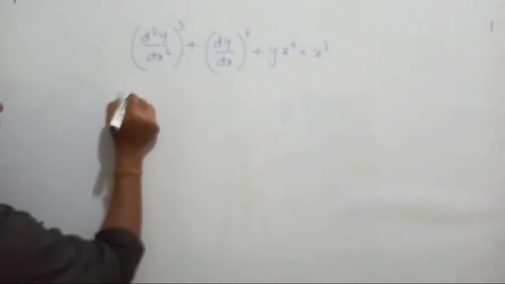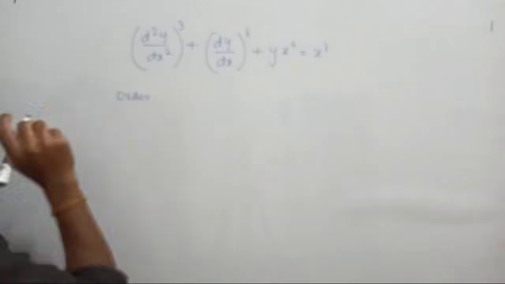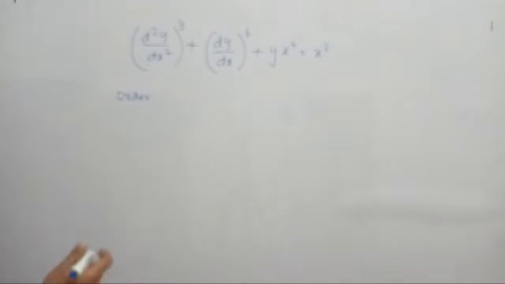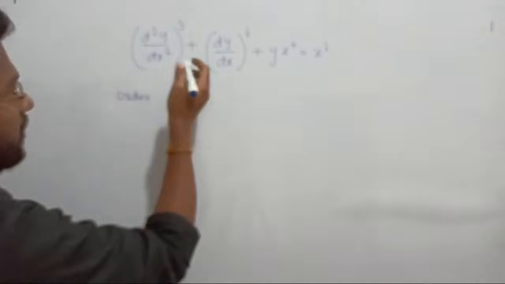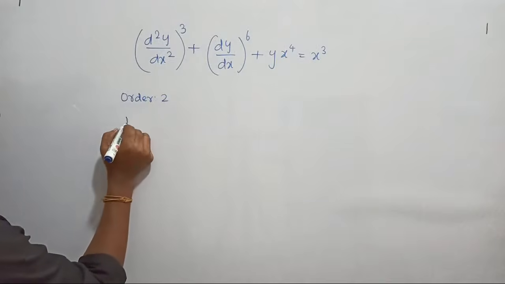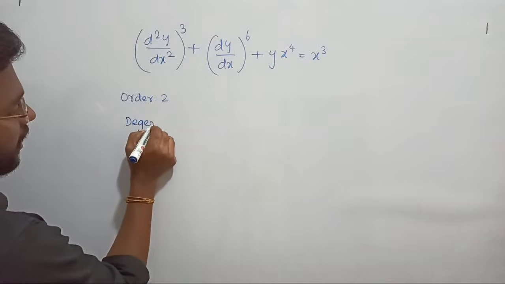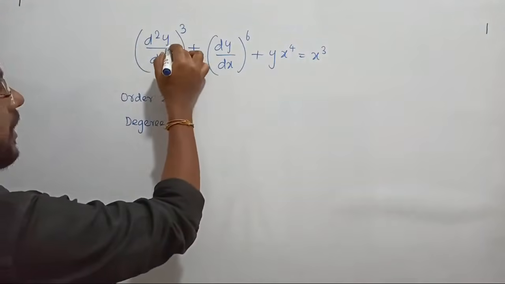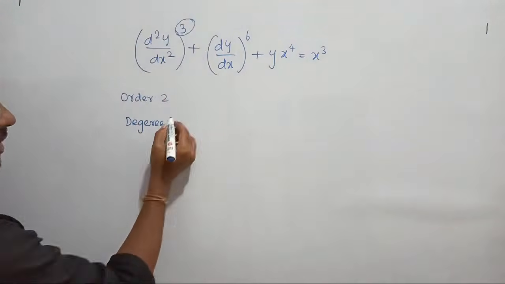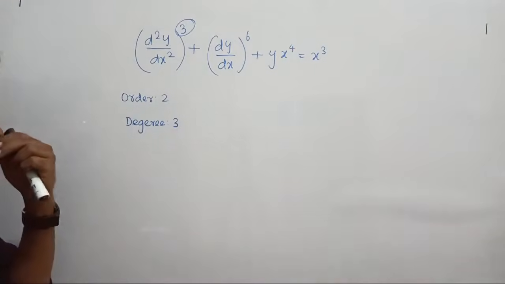First of all, what do we mean by order? Order in the sense highest derivative of the differential equation. Which is the highest derivative here? d square y by dx square. Do you agree? Yes. So the order is 2. What about the degree of the differential equation? Degree of the differential equation in the sense power of the highest derivative. This is my highest derivative, whereas its power is 3, right? If it is not fractional, then directly you can consider.